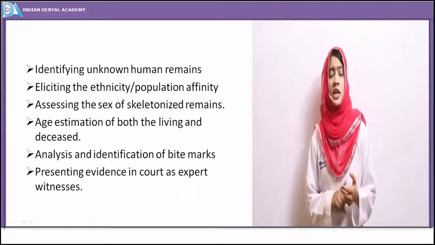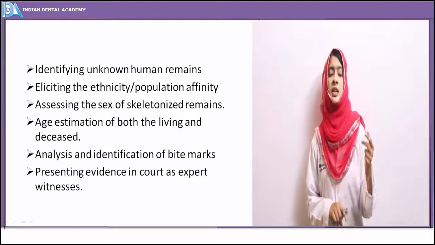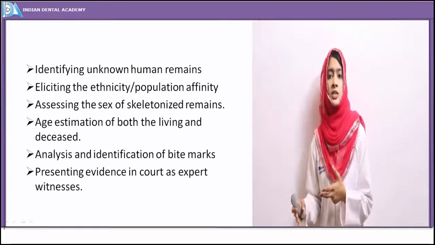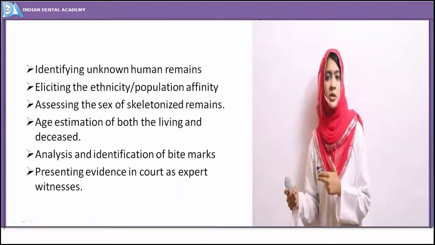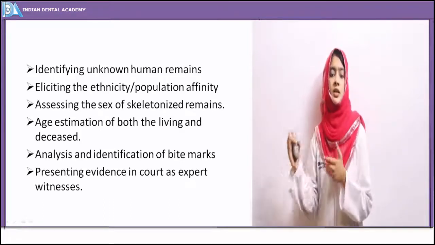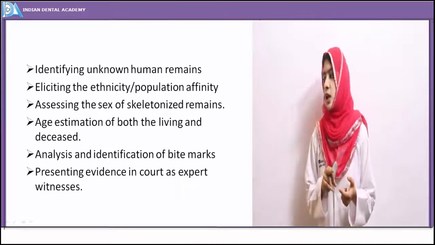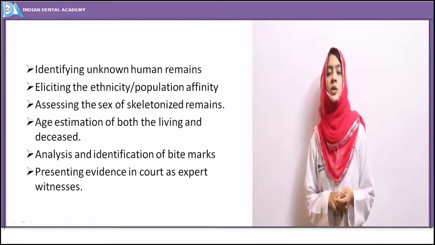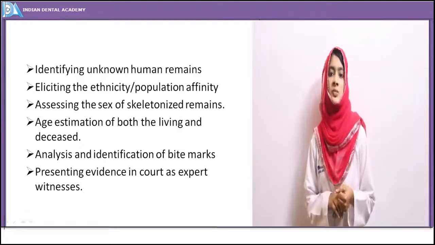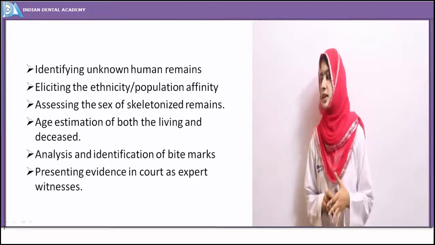Then it helps to establish the ethnicity or population affinity. There are many ethnic races like Caucasian, Mongoloid, and Negro races. We belong to some Asian race. To identify from which race the individual has come, the skeletal remains, the teeth and bone, are very important. Along with that, the study of bone can be used to assess the sex of the individual and to assess age estimation in the case of both living and dead individuals.